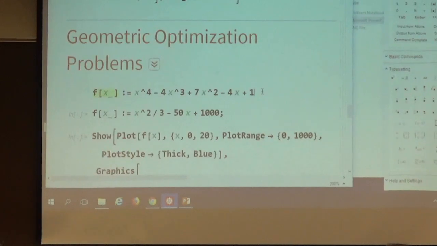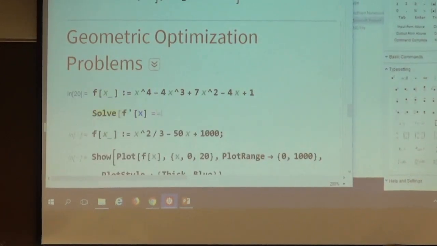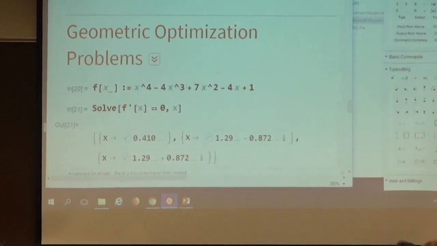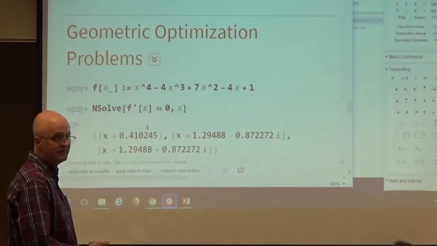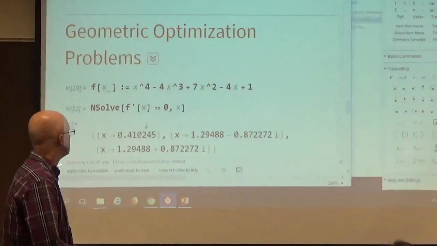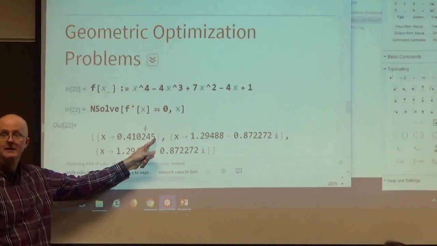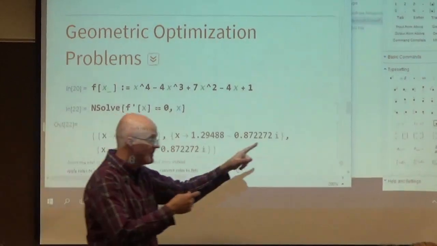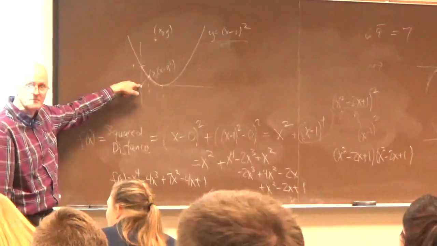Let's see if it works out nice or not. Plug it into Mathematica, solve for the derivative equal to 0. Is it a nice number or not? Not. Okay, it's approximating it there. I can just do NSolve instead, probably. So it's not a nice number. It's going to be irrational. It looks like approximately 0.410245, where that's the critical value of x, where the point is going to be closest.